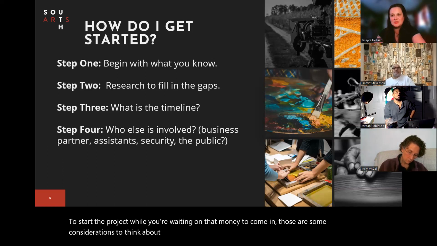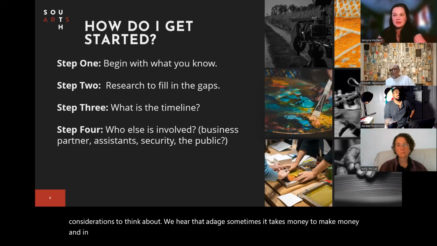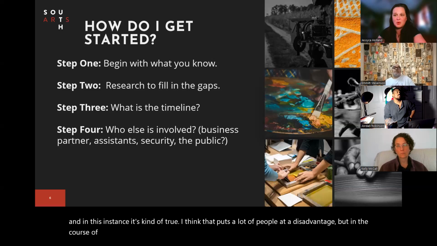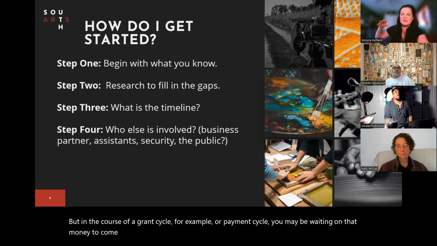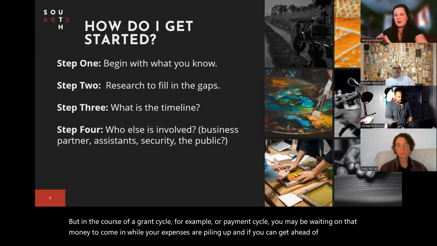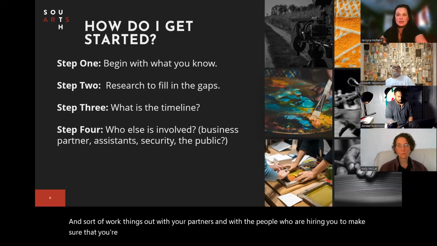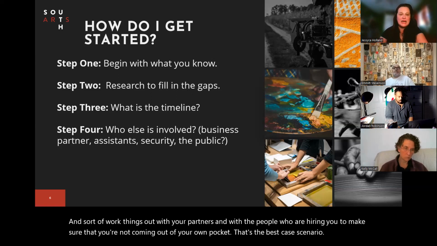We hear that adage, sometimes it takes money to make money. And in this instance, it's kind of true. I think that puts a lot of people at a disadvantage. But in the course of a grant cycle, for example, or a payment cycle, you may be waiting on that money to come in while your expenses are piling up. And if you can get ahead of that and sort of work things out with your partners and with the people who are hiring you to make sure that you're not coming out of your own pocket, that's the best case scenario. So what is the timeline is really important.